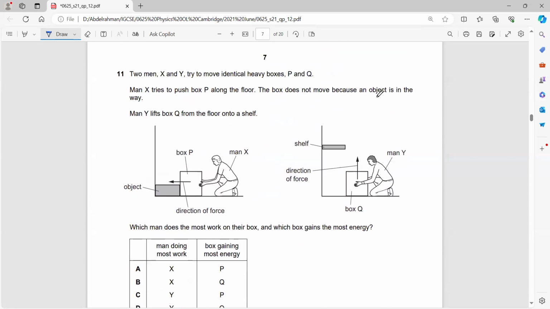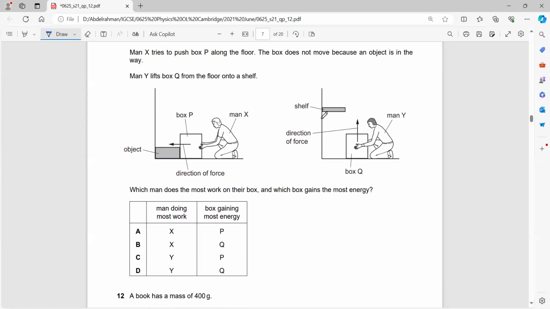Okay, this is an interesting question. Two men, X and Y, try to move identical boxes P and Q. Which man does the most work done on the box, and which box gains the most energy? Man X is just pushing the box, and there's an object in front of the box. The question is, is box P moving? No, it's not moving. There's no motion.